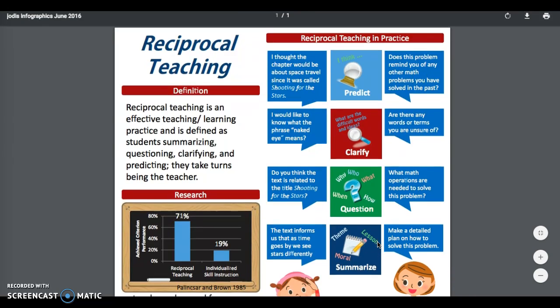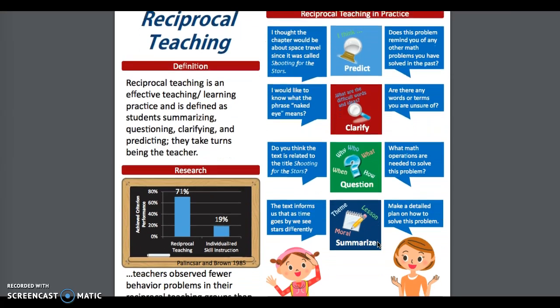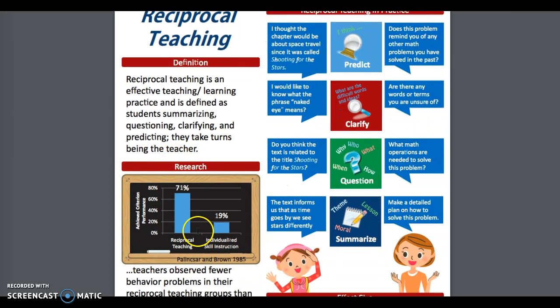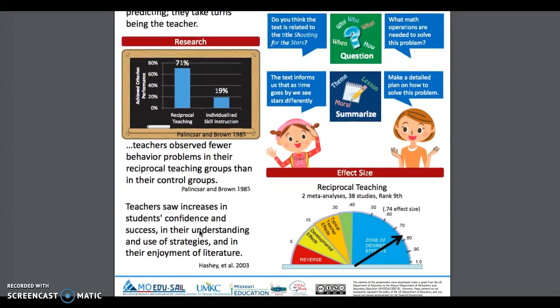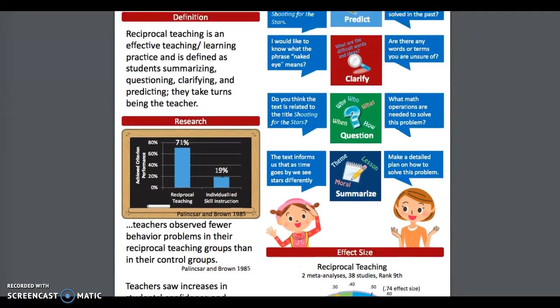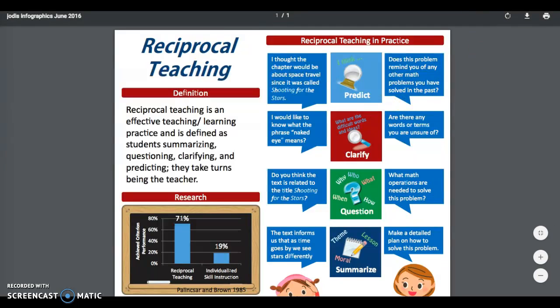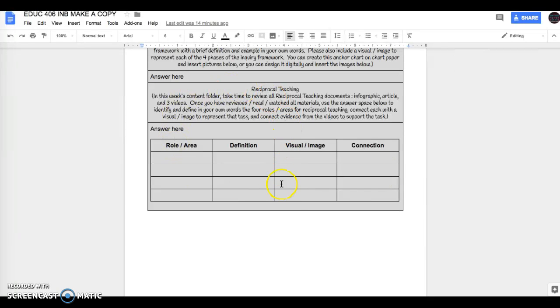This infographic is just helping you to explain what it is, what is the definition, what is the research behind it, and why do we do it, because that's important. We don't just want to pick random strategies, we want to know why. Here's some more research behind it and some very general information, but it's a quick glance to get some information. Again, make sure that you're using all of that information as you complete this part of your interactive notebook.